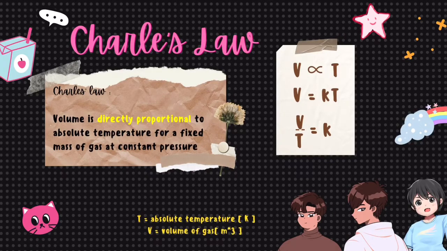According to Charles' law, volume is directly proportional to the absolute temperature for a fixed mass of gas at a constant pressure. Over to the right, you can see some formula that is often used for this topic. T is for absolute temperature, that is Kelvin, and V is for volume of gas.